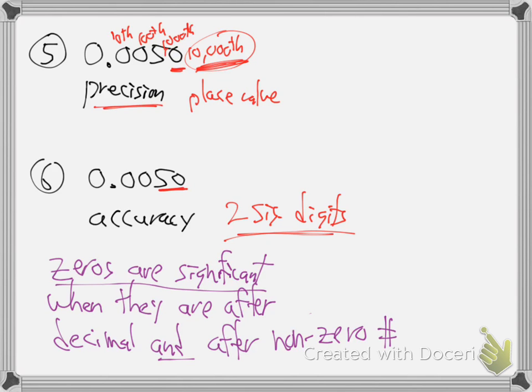So there's the whole story. I was kind of giving you part of the story. Really, zeros have to have two things to matter, to be significant. They have to be after the decimal, and they have to be after some digit that's not zero. After a non-zero number, a number that's not zero.